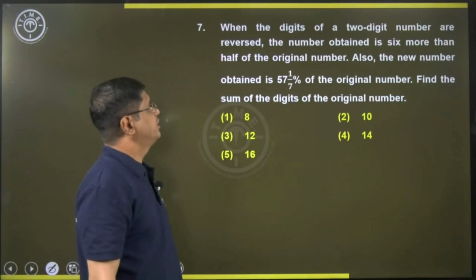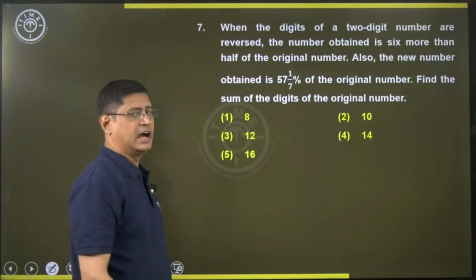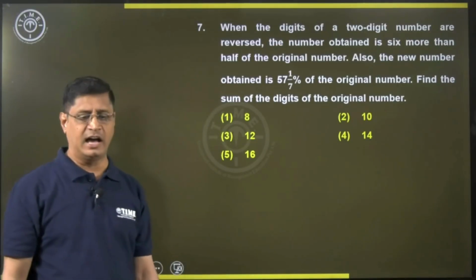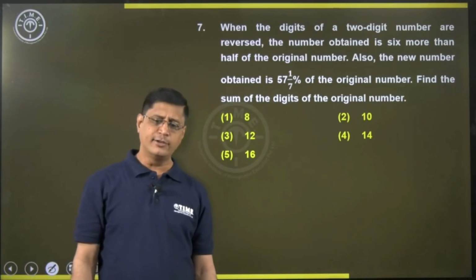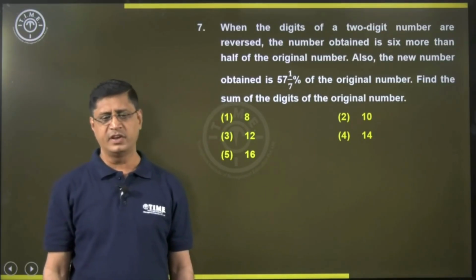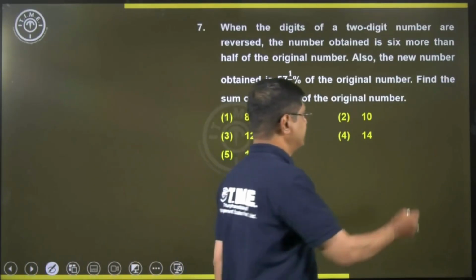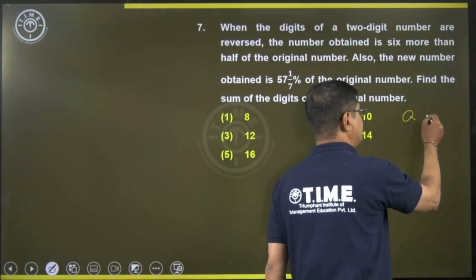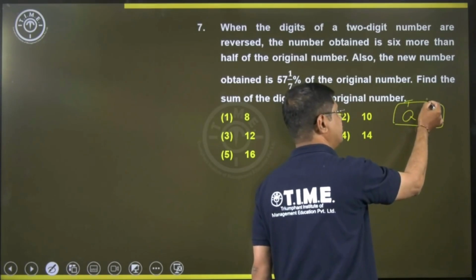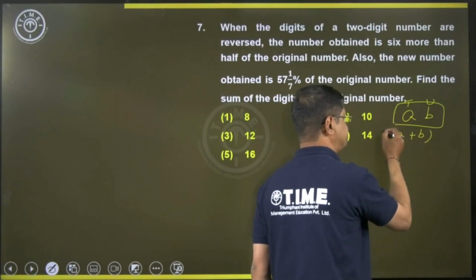When the two digits of a two-digit number are reversed, the number obtained is 6 more than half the original number. Also, the new number obtained is 57 1 by 7% of the original number. Find the sum of the digits of the original number. My dear students, I am assuming the two-digit number as AB. A in the tens position, B in the units position. The numerical value is 10A plus B.